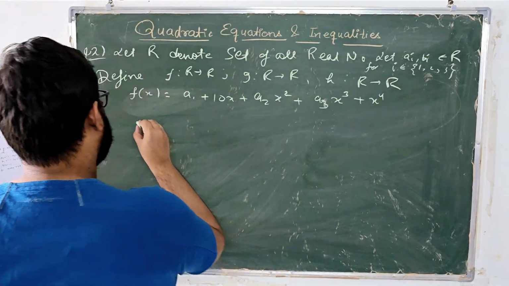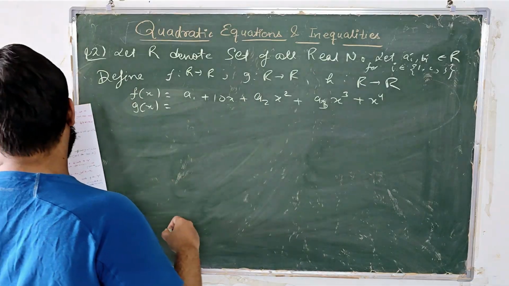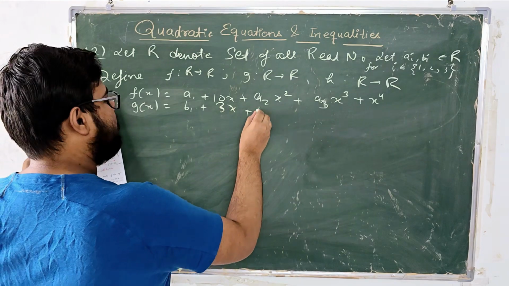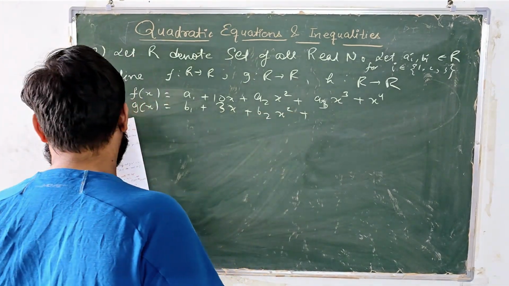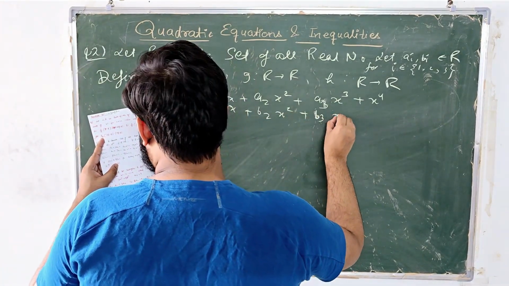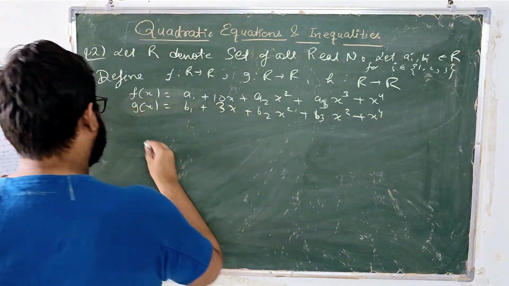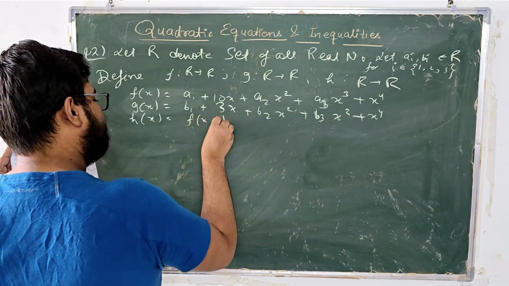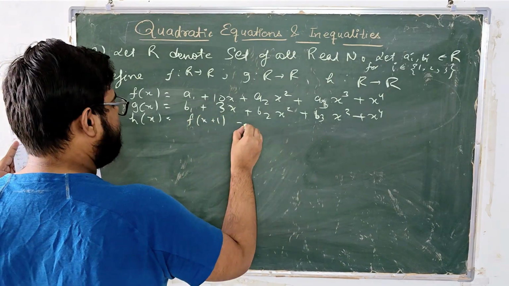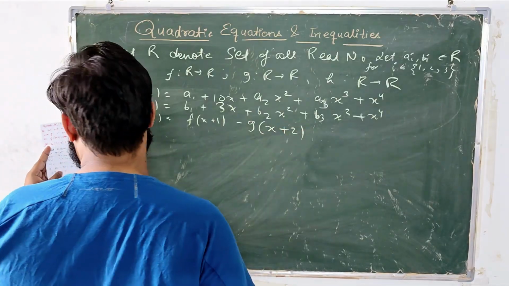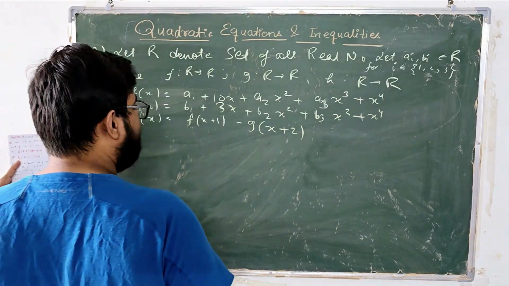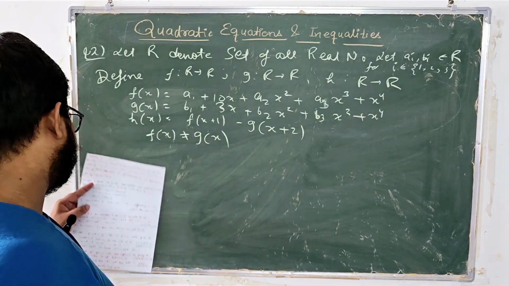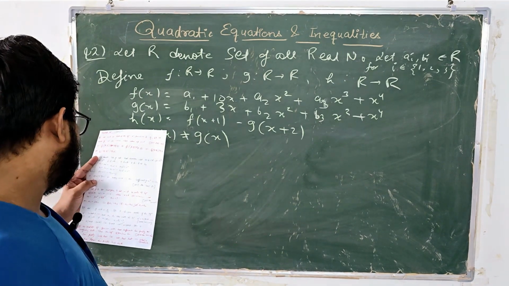Okay, right. And g(x) is b1 plus 3x plus b2 x square plus b3 x cube plus x^4. And h of x is given by function at x plus 1 minus function at x plus 2, g at x plus 2, and we are given f of x is not equal to g of x. Okay, that's a very crucial thing which we have to note.